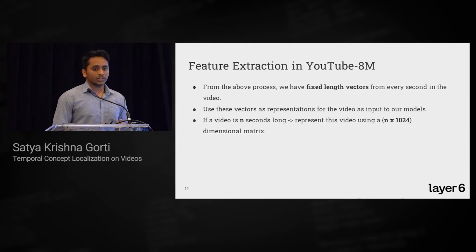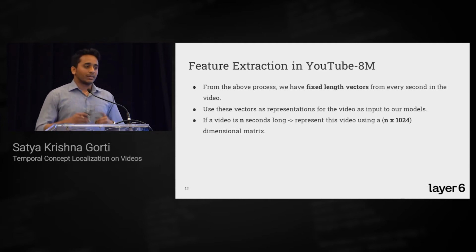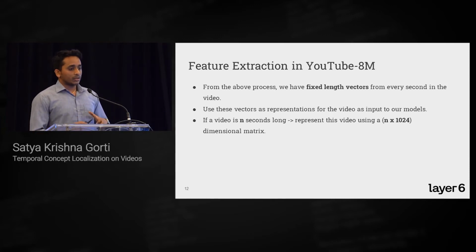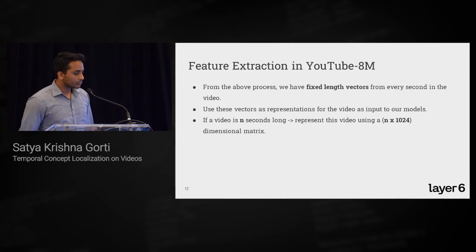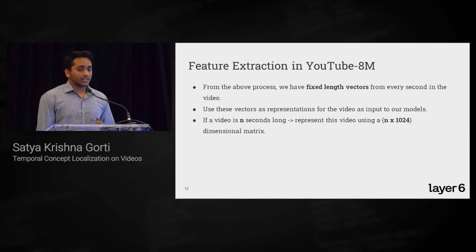So this forms the input to all the other models that I'll be talking about. These are the initial representations of the video. All right, so let's talk about concept recognition.